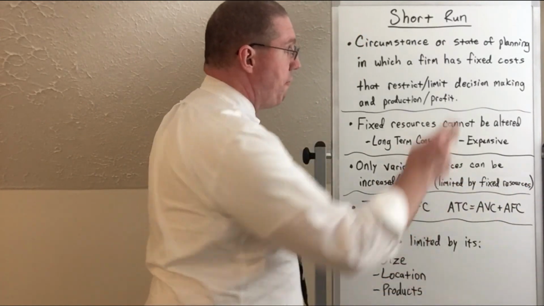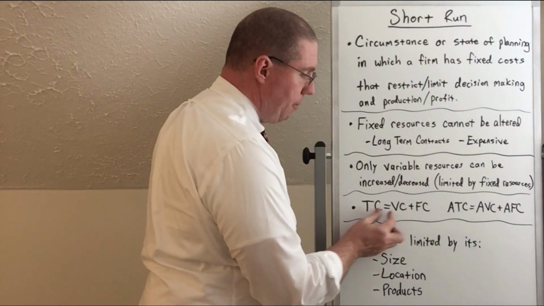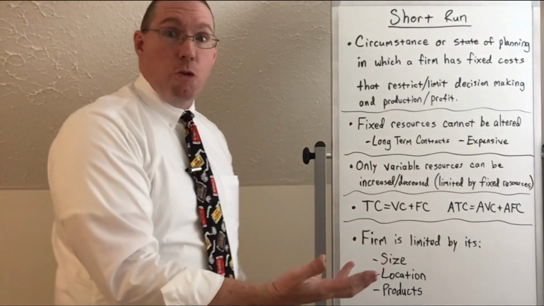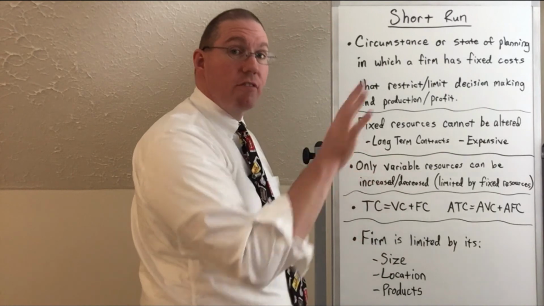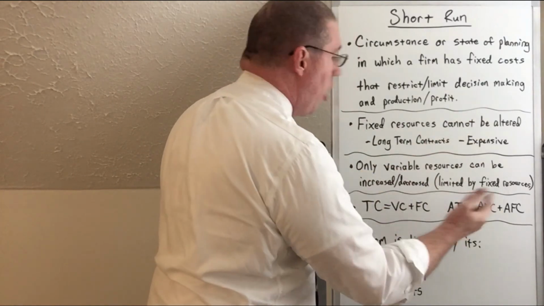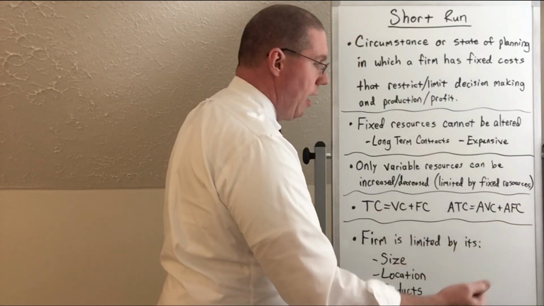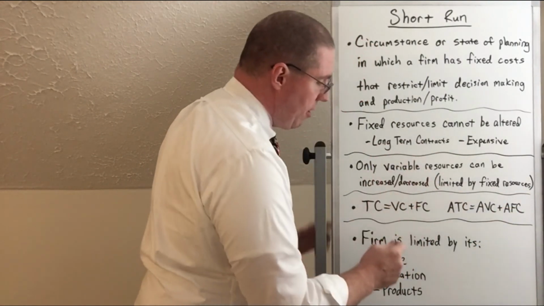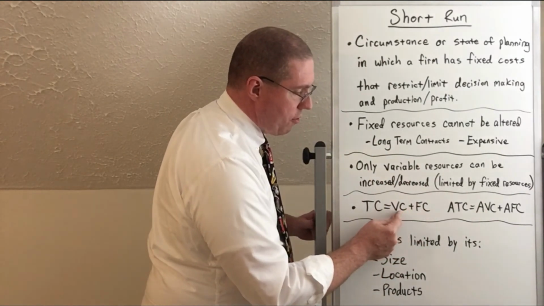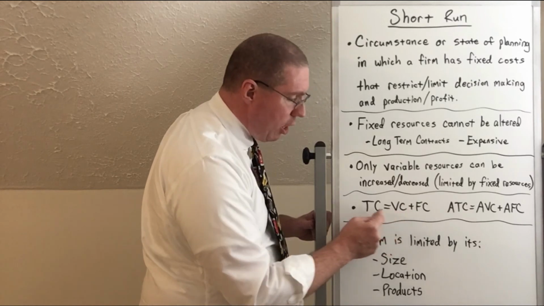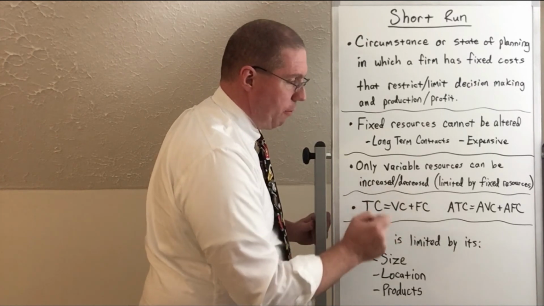Now, because we have fixed costs in the short run, our total costs are determined by variable cost plus fixed cost, as we learned, right? This is our formula for total cost, but you're going to see that it's now different when we get to the long run. Average total cost, very similar, is equal to average variable cost plus average fixed cost, okay? And therefore, a couple things here. Because we have fixed costs, variable costs are always going to be less than total cost, okay? Total cost will always be a larger number than variable costs.